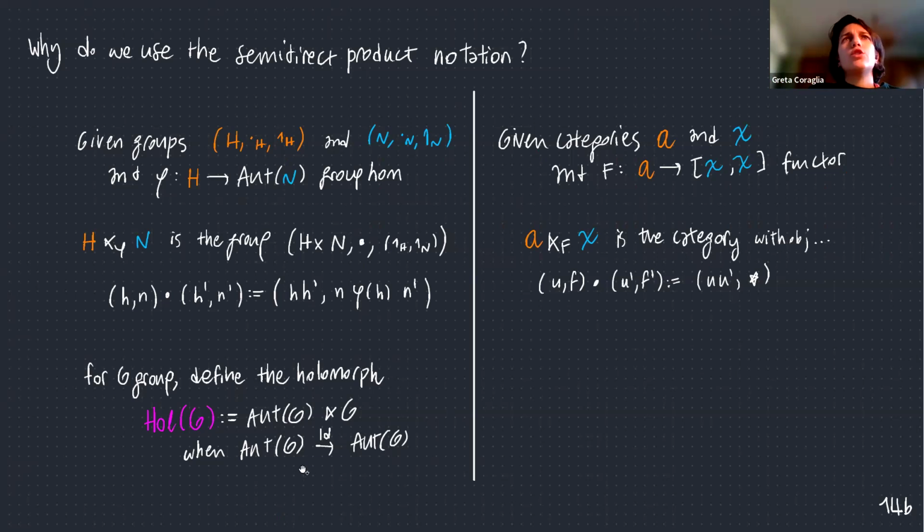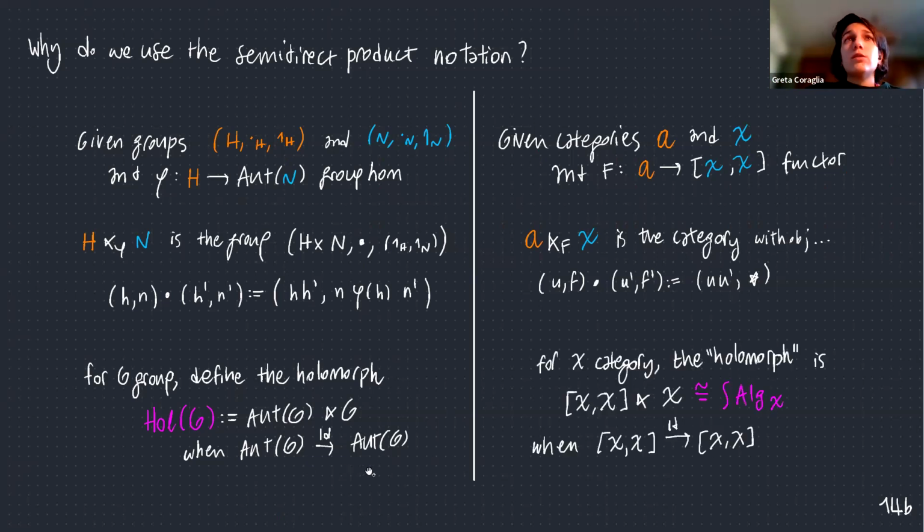But this relation I've already shown you, because this is precisely what happens in our notation: this is precisely the total category of the fibration of algebras induced by the identity. So you see that in a sense, our total category is kind of an analog of the holomorph of a group. So yes, this notation we found quite useful.